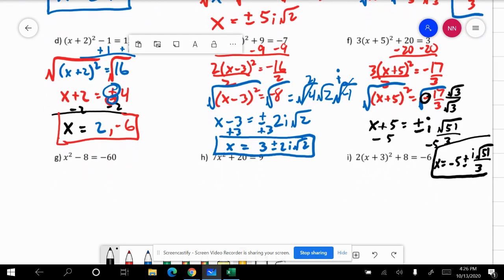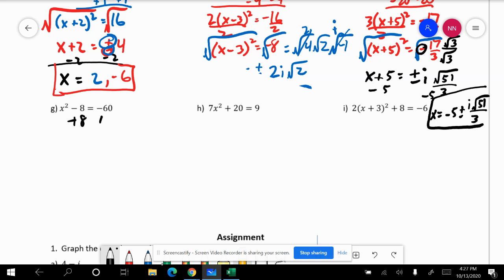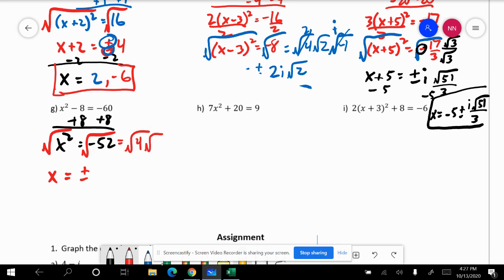Okay, let's look at these next 3. These are similar, so I would pause the video and try it on your own and then see how you do. But let's look at G. G is going to be fairly simple because all we have to do is add the 8 in order to get the x squared by itself. Then we do the opposite operation and we get x equals, remember the plus or minus, we know that 52 is 4 times 13 times negative 1. So that gives us 2i square root of 13.